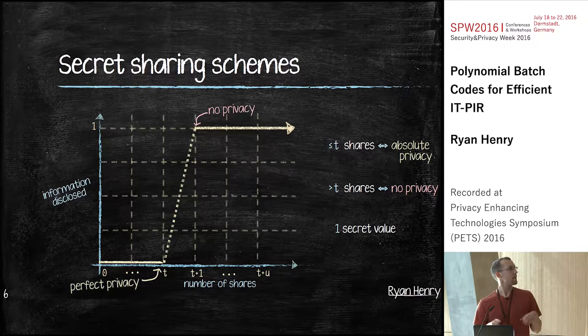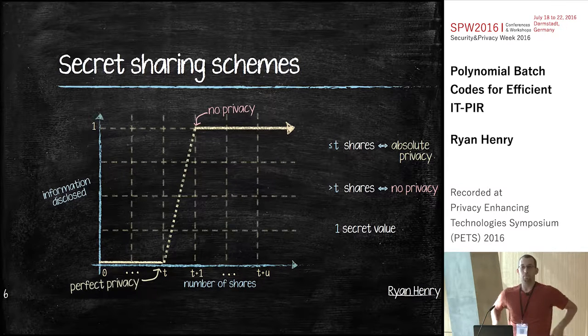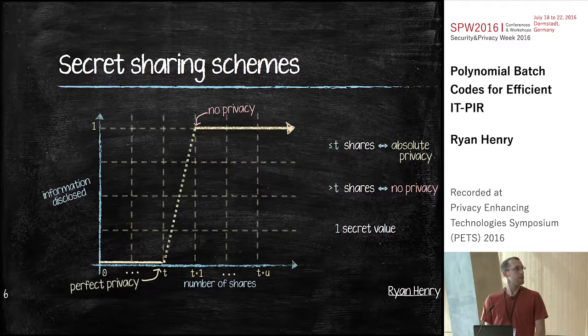So yippee, we have PIR. Can we get to the new stuff? Yes, we can get to the new stuff. The basic tool we're going to use is called a ramp scheme. For those of you who aren't familiar with ramp schemes, I'm just going to go over it very quickly. It's a very natural generalization of secret sharing schemes that have actually been studied as long as secret sharing schemes have, but don't show up in applications quite as often.